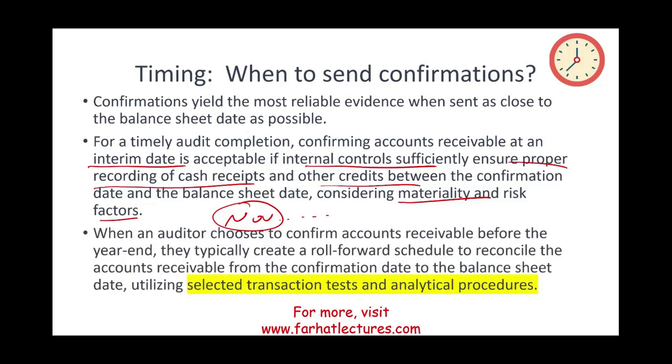So when the auditor chooses to confirm receivables before year end, they typically create a roll-forward schedule to reconcile. Basically, this is as of November confirmed, then we would look at December and we can roll it over. They can look at the cash transactions, cash receipts. We could look at selected transactions and some analytical procedures.